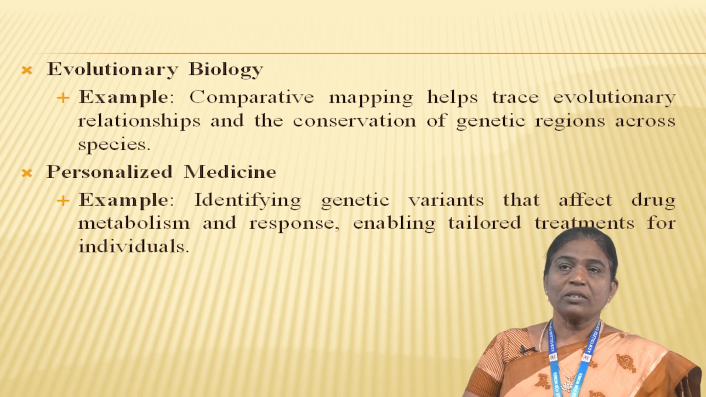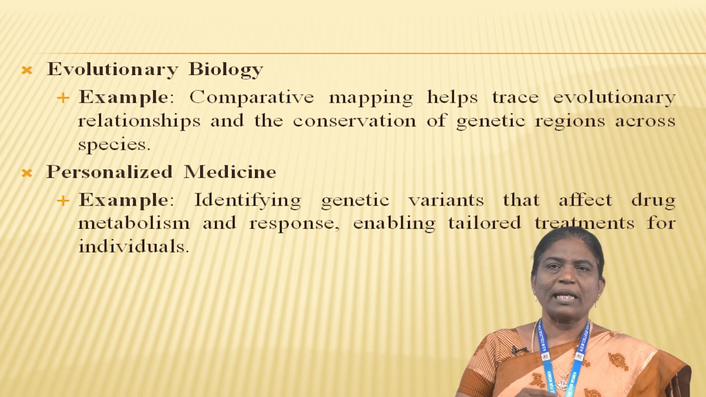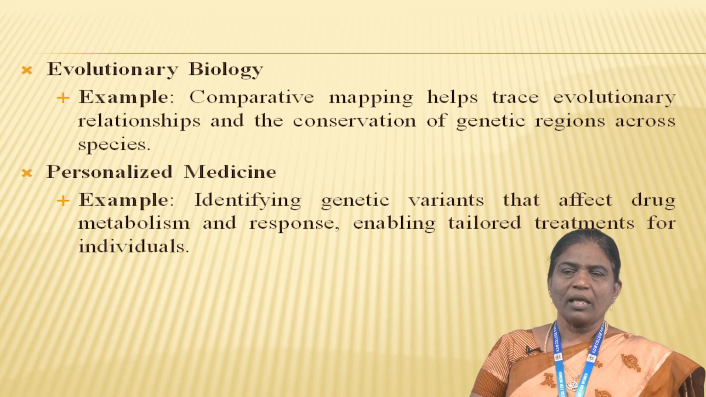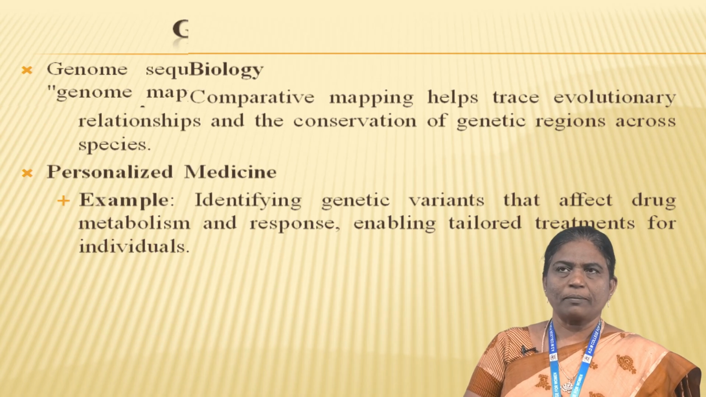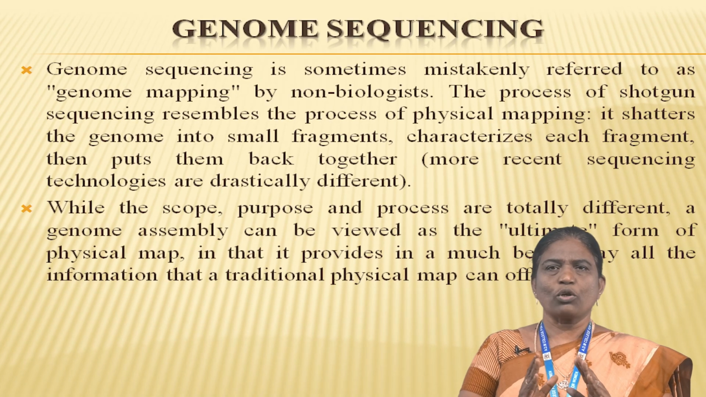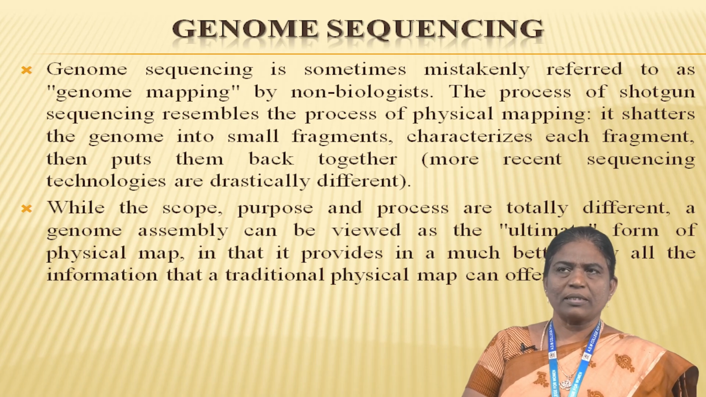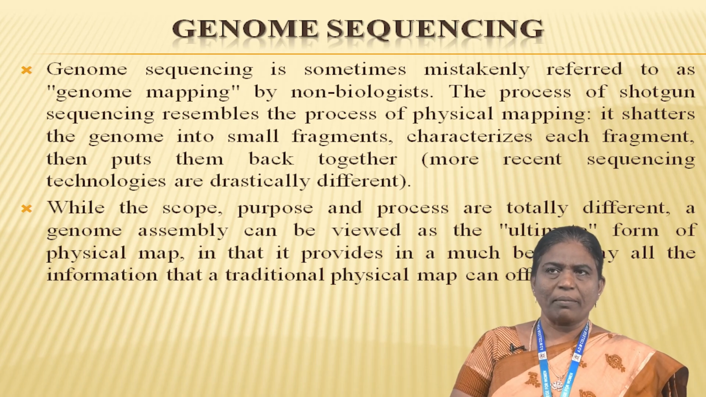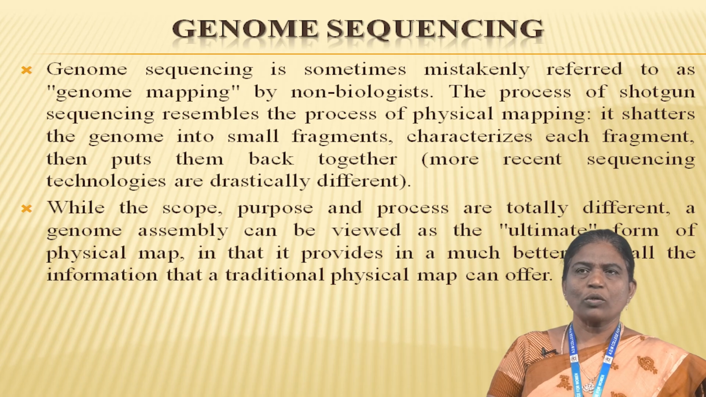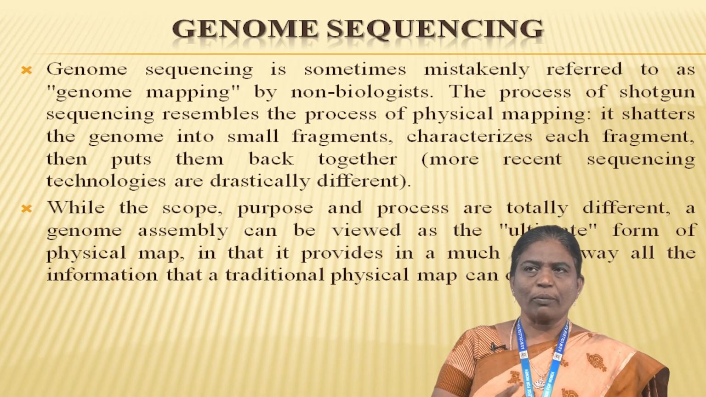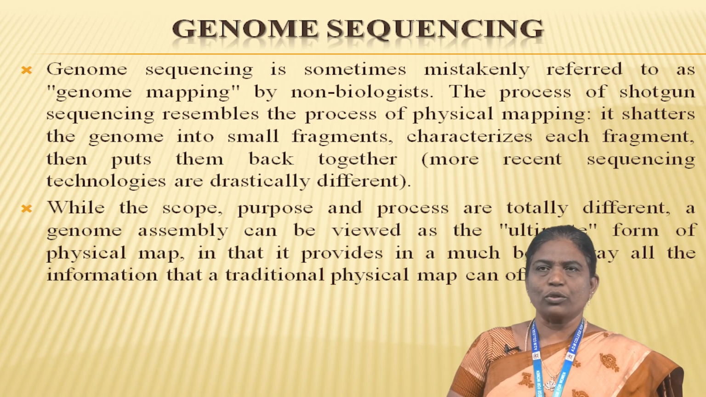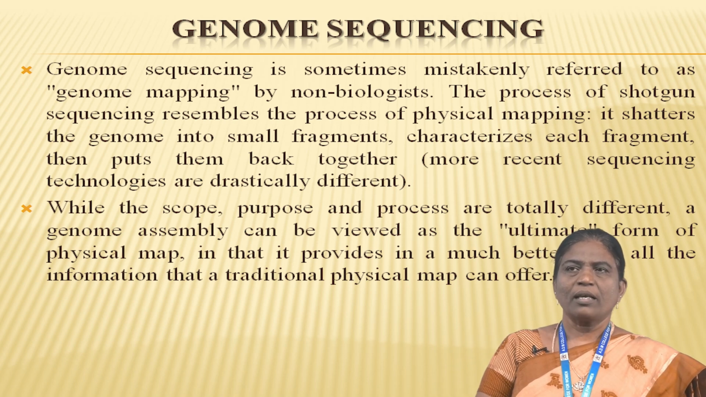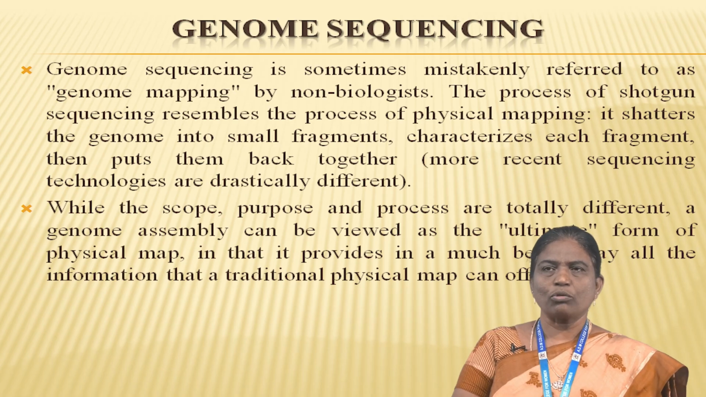When we see personalized medicine, the example includes identifying genetic variants that affect drug metabolism and response, enabling tailored treatments for individuals. When we see the sequencing of the genome, sometimes mistakenly referred to as genetic mapping by non-biologists, the process of shotgun sequencing resembles the process of physical mapping. It shatters the genome into small fragments, characterizes each fragment, then puts them back together.